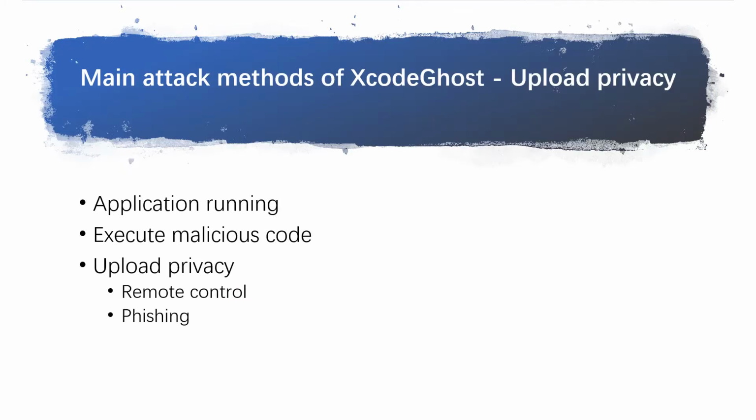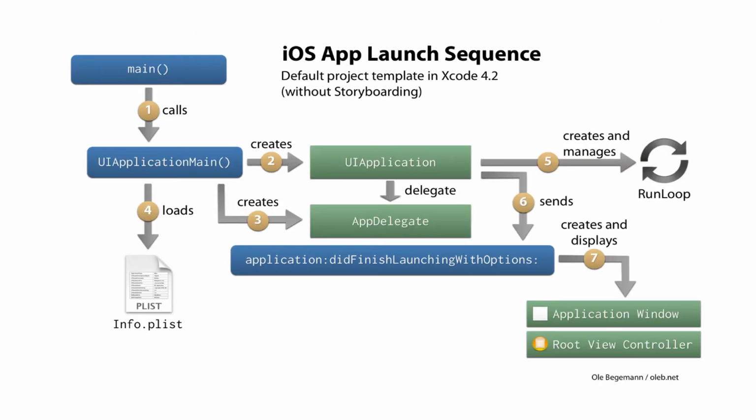About the main attack methods of XcodeGhost, uploading privacy is one of them. There are three main steps. The first step is to run the application. When the malicious code is implanted in the application, XcodeGhost is always hidden in the application until the user opens the application. Then XcodeGhost will begin to attack.